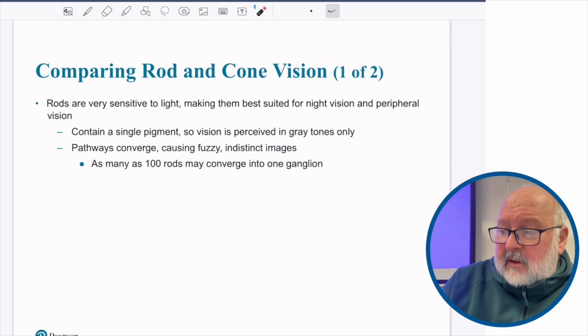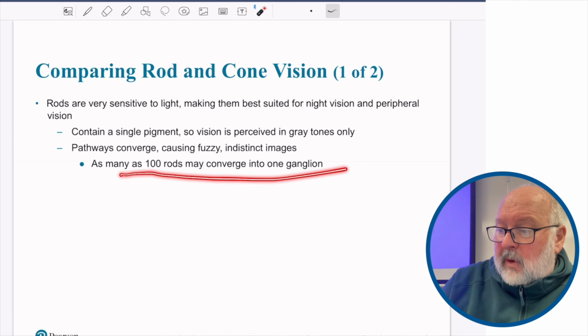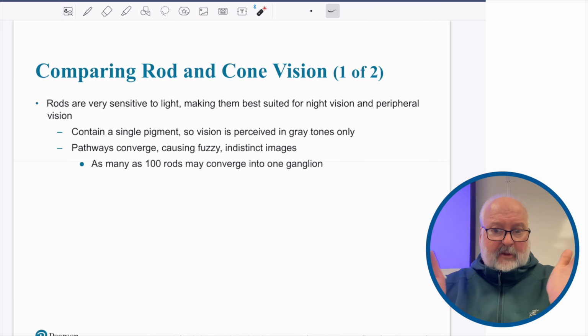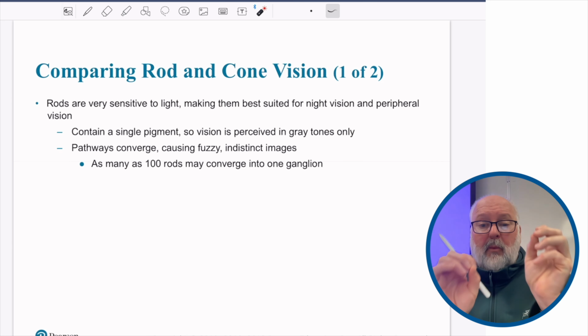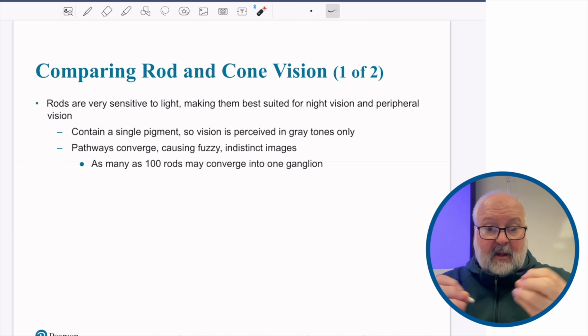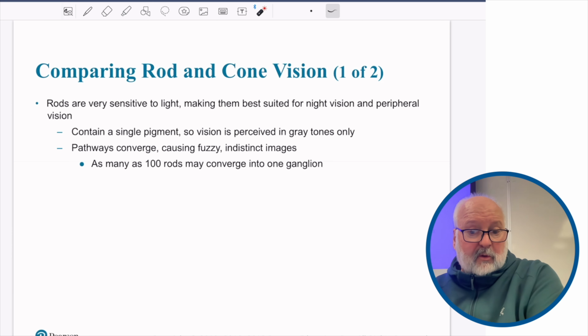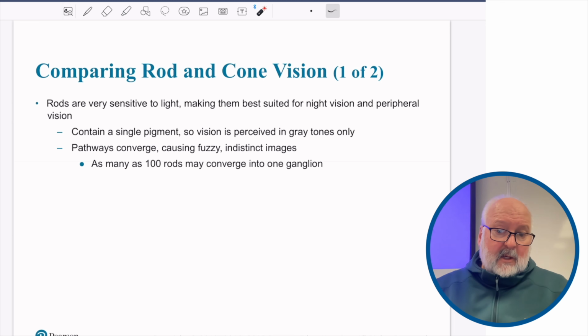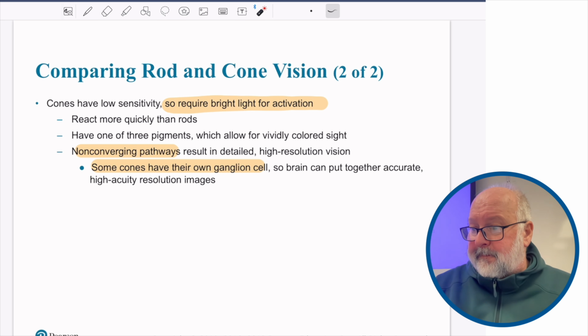And in some cases, you may have 100 rods converge on one ganglion cell. So that's a big receptive field, and you're never sure what part of that receptive field the signal originated from when you fire that ganglion. So you're going to end up with some fuzziness. But hey, in low light conditions, it works really well.